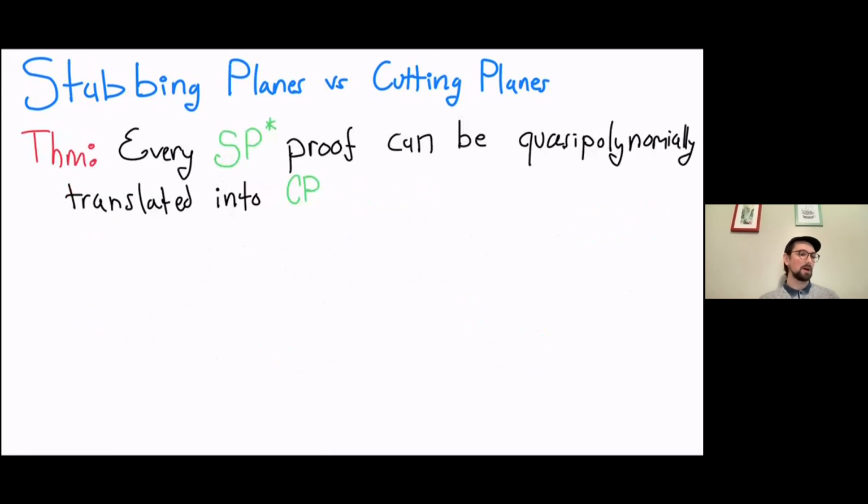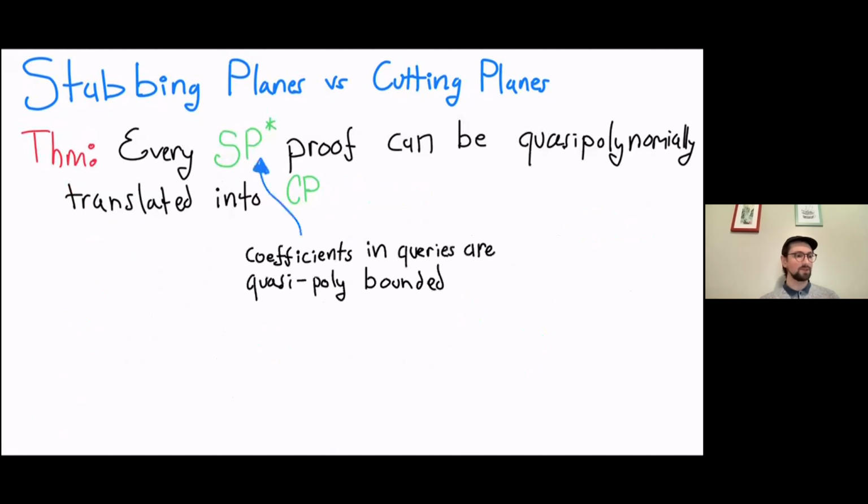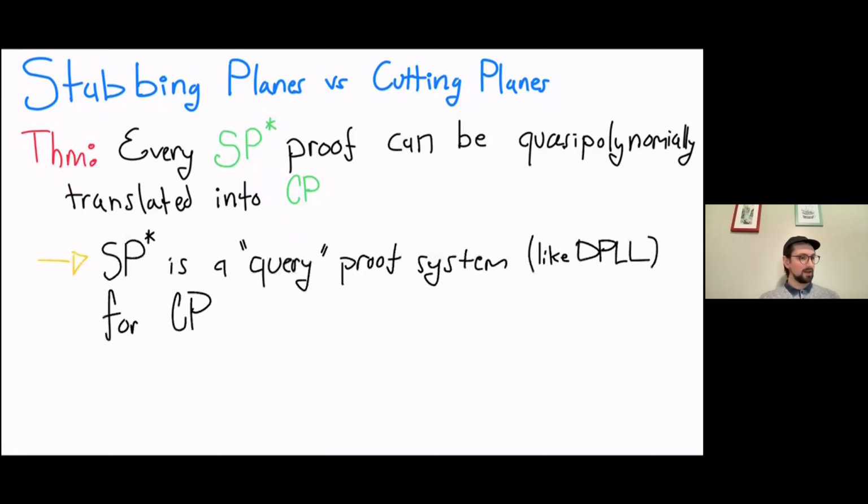Okay, so we give a partial answer to this. We show that every stabbing planes star proof, so this is stabbing planes where the coefficients have a quasi-polynomially bounded magnitude, can be quasi-polynomially translated into cutting planes. And this means that we can use stabbing planes star as a query proof system for cutting planes, up to large coefficients on both sides.